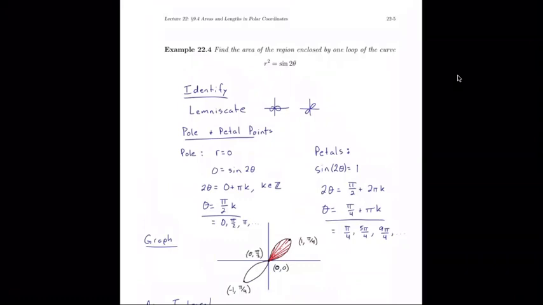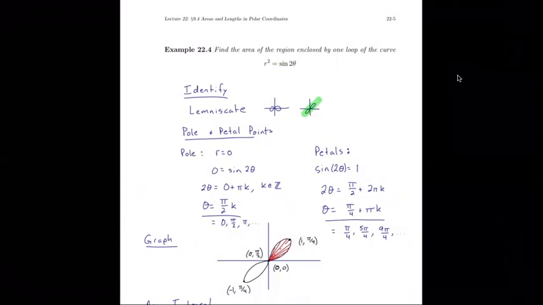So the first thing we're asked to do is find the area of the region enclosed by one loop of the curve r squared equals sine 2 theta. That's a lemniscate, if we remember from previous videos and just experience in general. So with r squared and sine, we know that we're in this angled one right here.